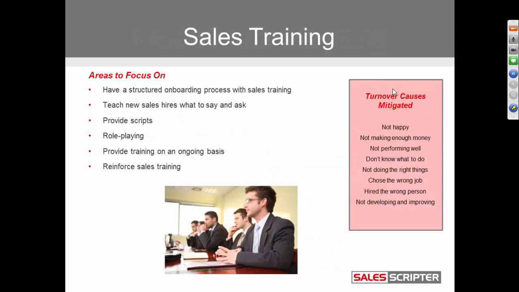So start there. Once you've hired people, you might want to look at your organization and identify, do we have the right sales training in place? And it starts with having a structured onboarding process. If you don't onboard a salesperson well, that's the key to them not being successful. And if they're not successful out of the gate or early, then that's going to have a direct impact on your sales turnover.